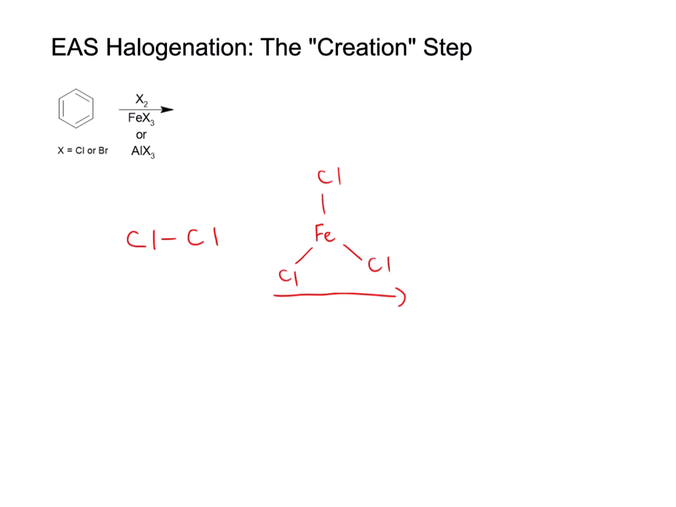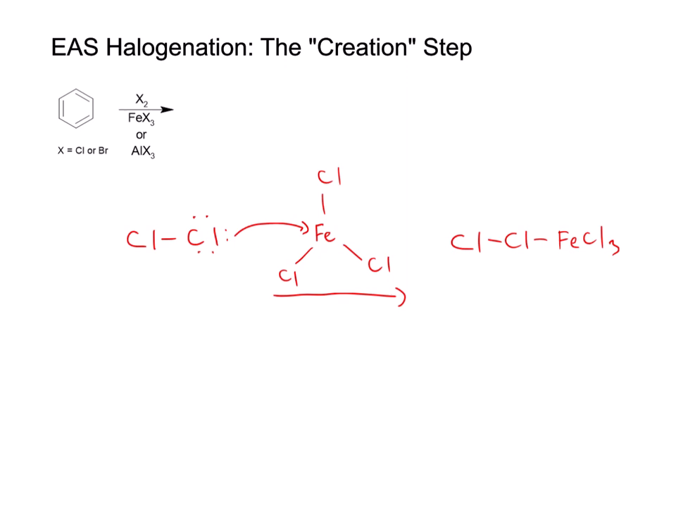Now Cl2, we know that each of these chlorines has 3 lone pairs on it. And one of these lone pairs we can use to attack this electron-deficient iron. It is a Lewis acid, so we can attack that. And what that's going to do is form a Lewis acid-base complex, ClClFeCl3. If we had used AlCl3, the same concept would apply.